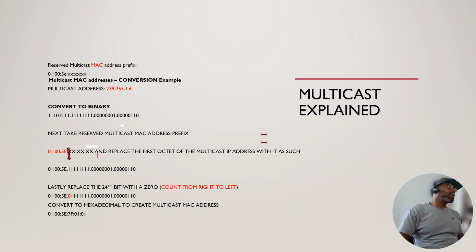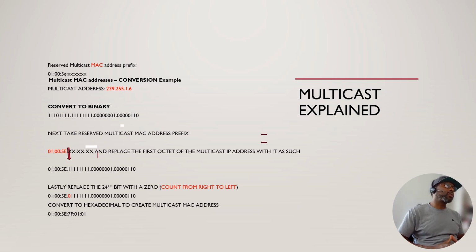So again, the reserved multicast MAC address prefix is 01005E, the first 24 bits of a 48-bit MAC address. Now, we're going to look at a conversion example. We're going to use the multicast IP address 239.255.1.6. First thing we want to do is convert that multicast IP address to binary. Okay, you can see that nomenclature there.